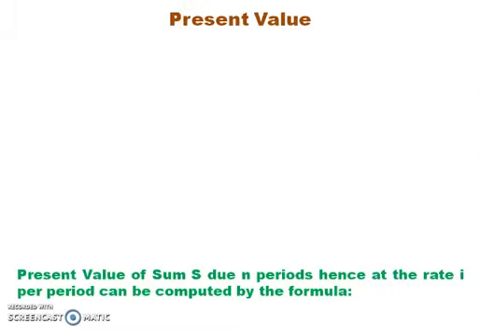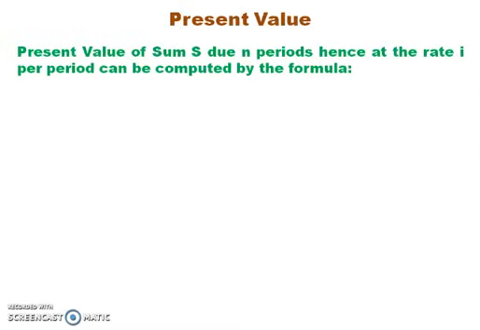Now coming to present value. Present value of a sum S due n periods hence at the rate i per period can be computed by the formula P is equal to S into (1 plus i) raised to power minus n.